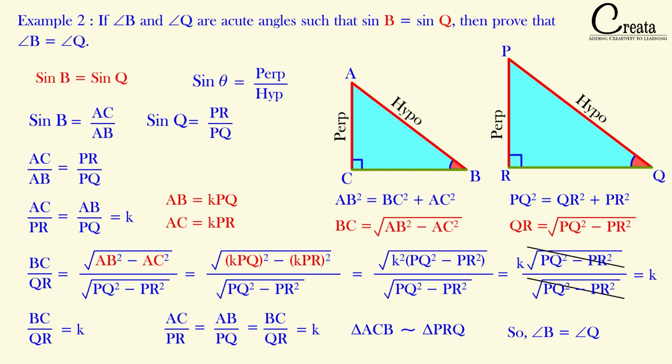How we have solved it? What are the concepts that we have applied? The first concept that we have applied is the concept of sine theta. Sine theta is perpendicular over hypotenuse. The second concept we have applied is the Pythagoras theorem. And the third concept we have applied is the concept of similarities of the triangle.